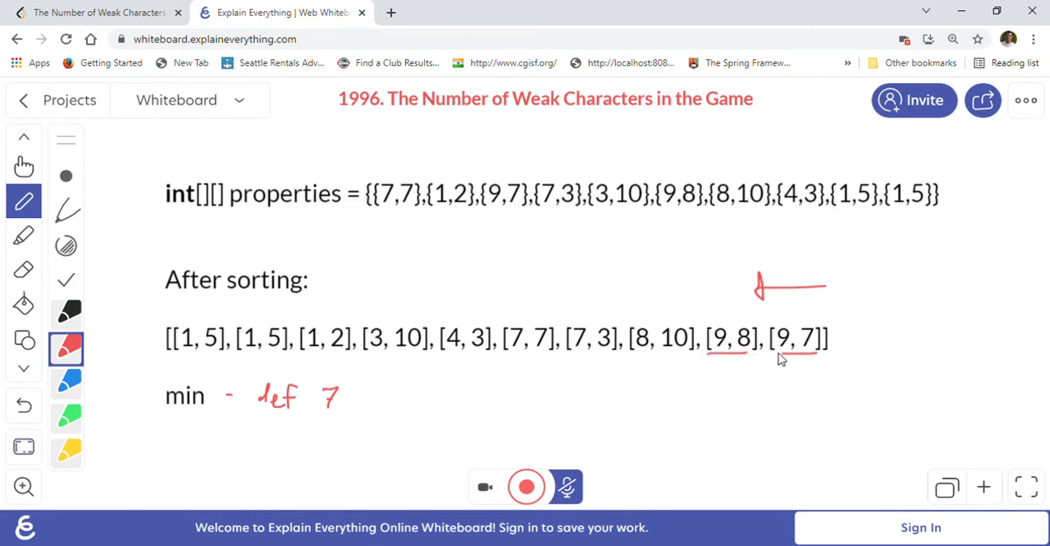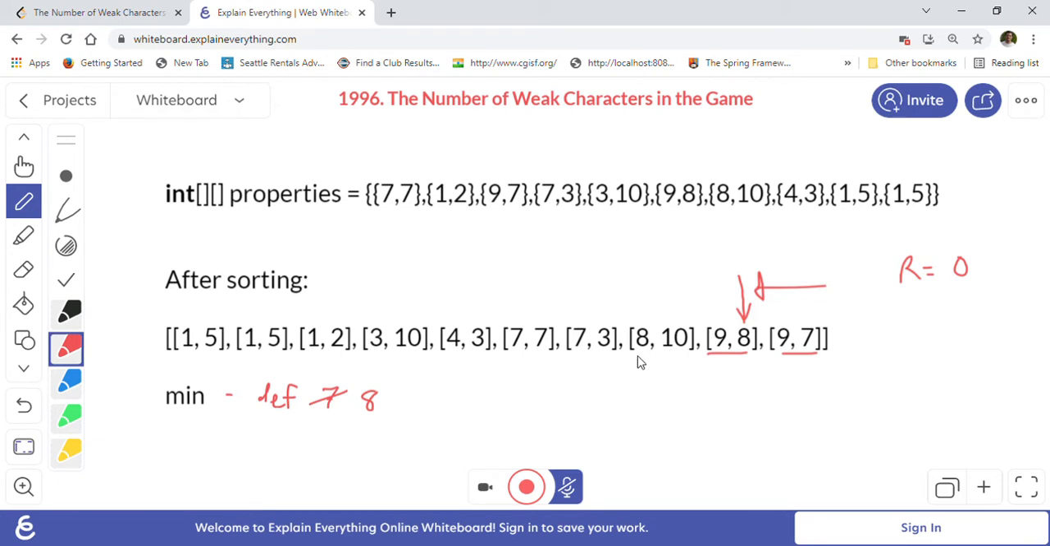Then we go forward and visit the next element. When moving forward, we always check whether the next defense value is less than the minimum value we have seen so far. 8 is not less than 7, so we update the minimum value from 7 to 8. Our result count is 0 in the beginning; result count is the number of weak characters, and we have not seen any weak character so far. Now our minimum becomes 8.